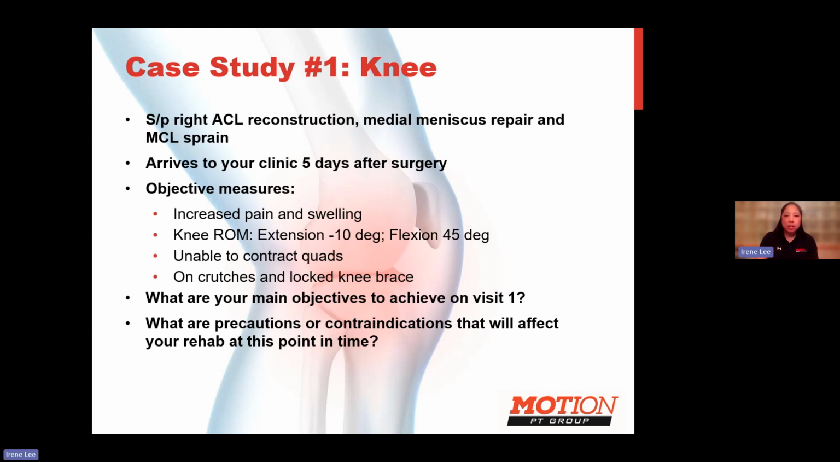So the extension is very important. I need to get that back to basically move on to anything else. Honestly, it won't work very well if I don't have full extension to contract my quads. I won't walk well, and then I'm not going to be discharged from my brace. I'm not going to get unlocked, et cetera. So that is where I would start.